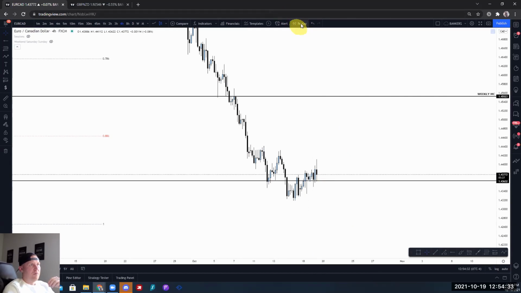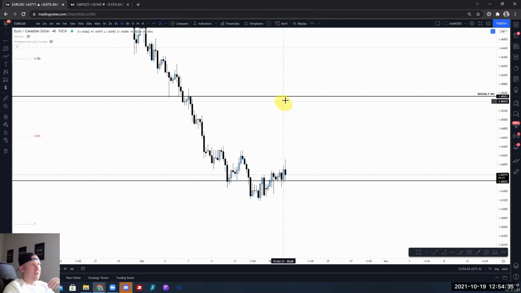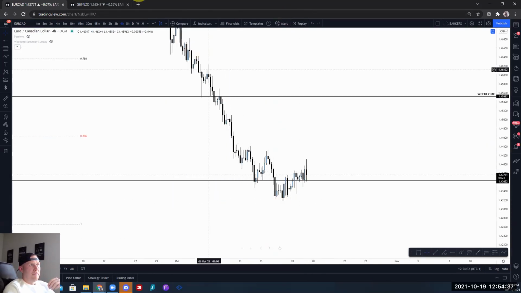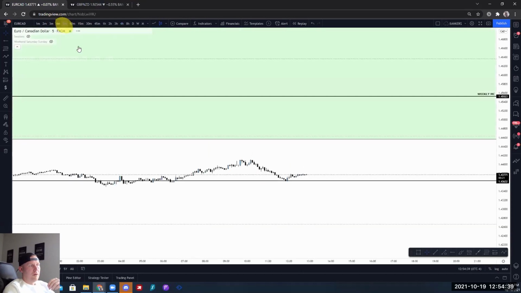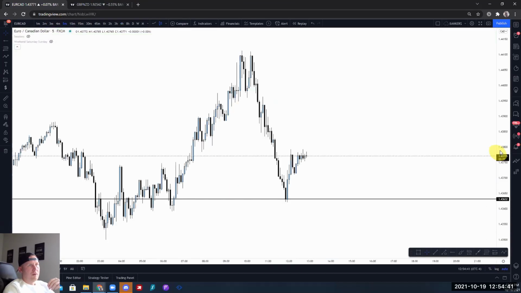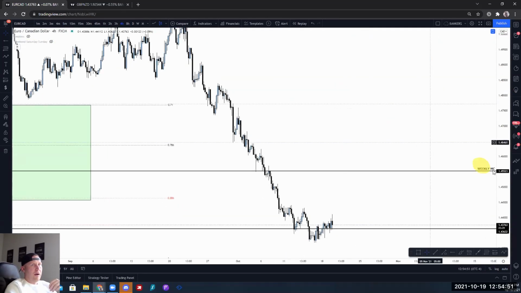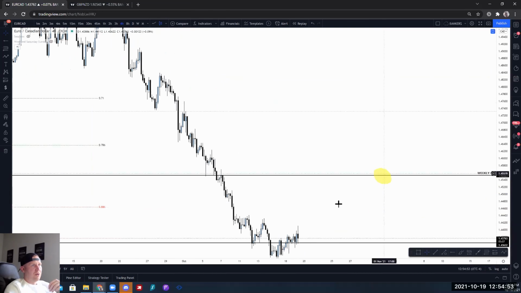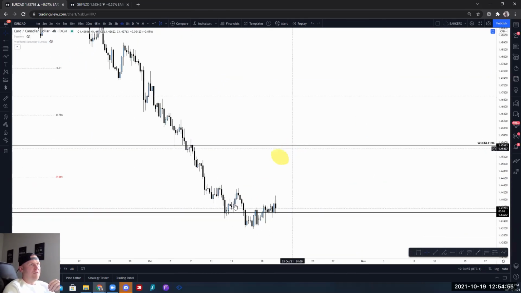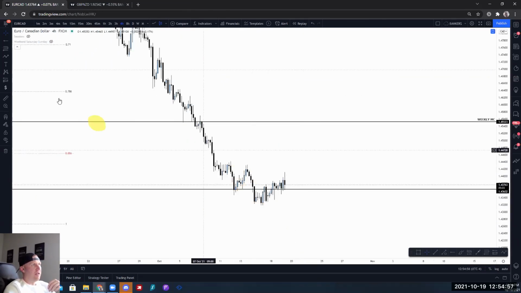I'm not sure if I'm in replay mode. Is this current price action? I think this is. Yeah, so this is current price action right here. So now it's literally a game of patience. So like for right now, we could very well start seeing a buildup of liquidity here. This could just be something like this.